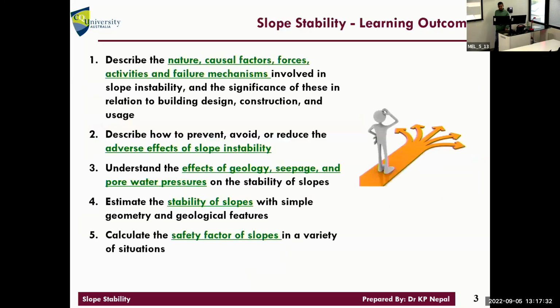So what? Describe the nature. What causes the factors? What causes the slope instability? What are the forces and the failure mechanisms? We'll learn also stability of slopes. How do we analyze stability of slope? We calculate what? Factor of safety. If it is good enough, then it's safe. If not, that is not safe. So that's what we do.